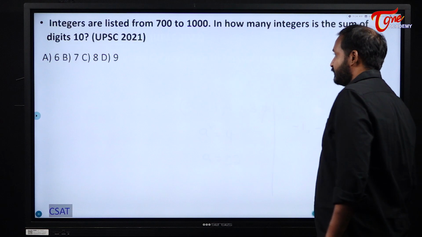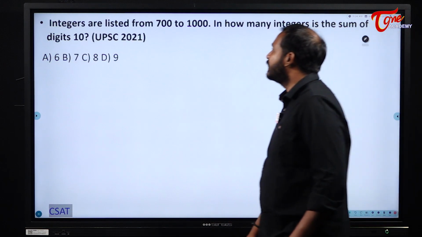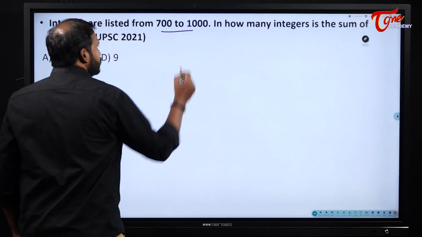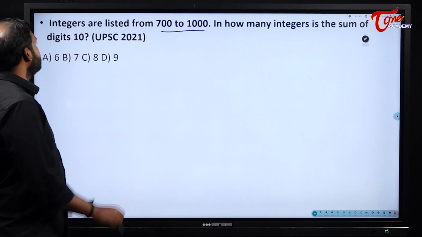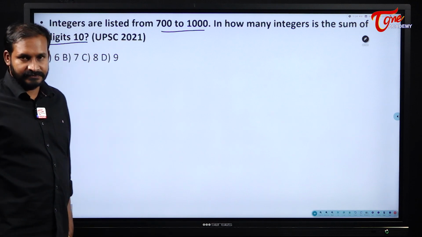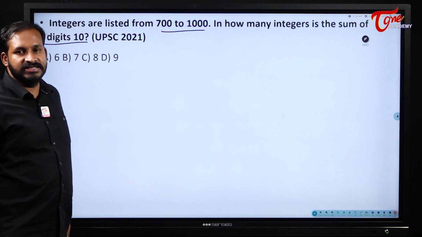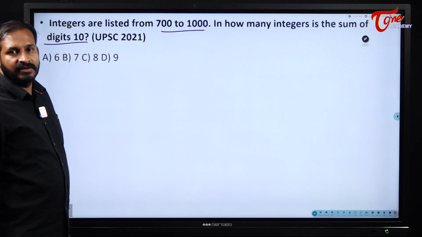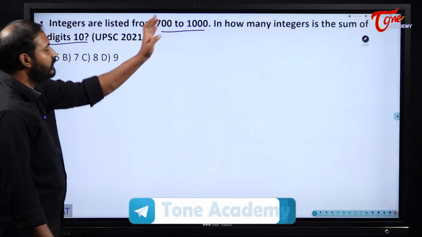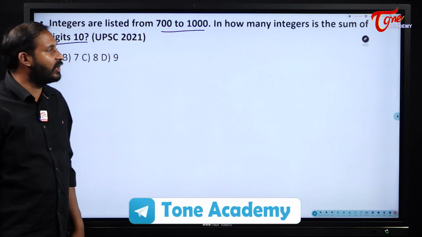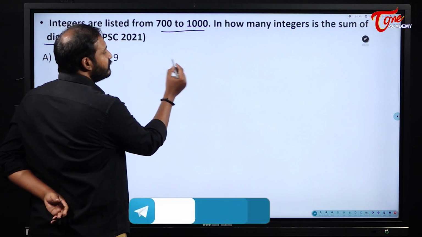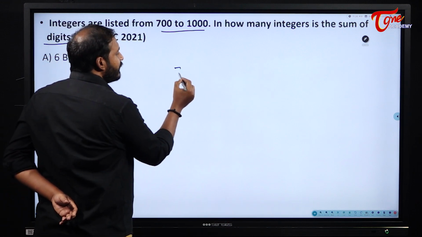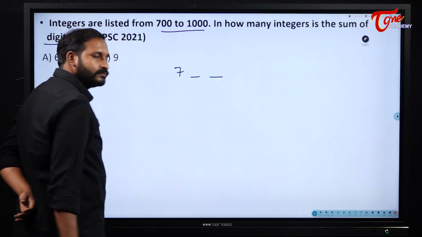Okay. Next. Integers are listed from 700 to 1000. In how many integers is the sum of the digits 10? See here students, when you list the integers from 700 to 1000, what are you going to get here? Please observe here. Either my number will start with 7, right?